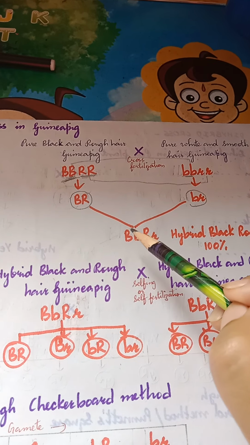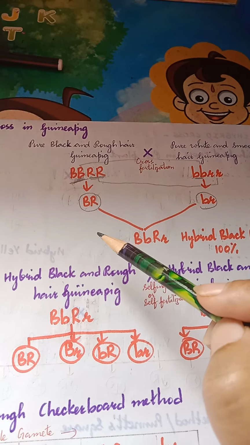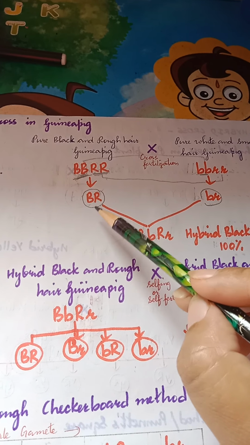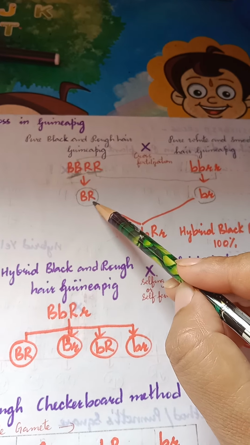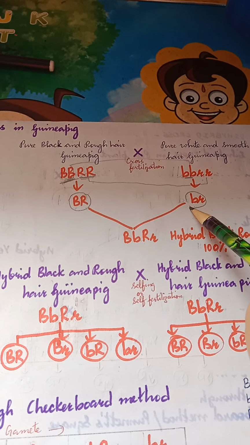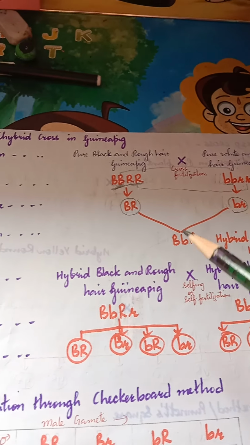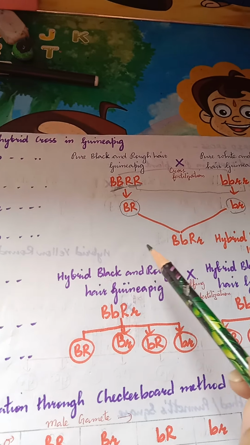So the gametes produced by these two individuals will be as follows: one parent will always carry capital B and capital R genes, and the other parent's gametes will always carry small b and small r genes. Now the next step is the F1 generation, or the offspring generation.